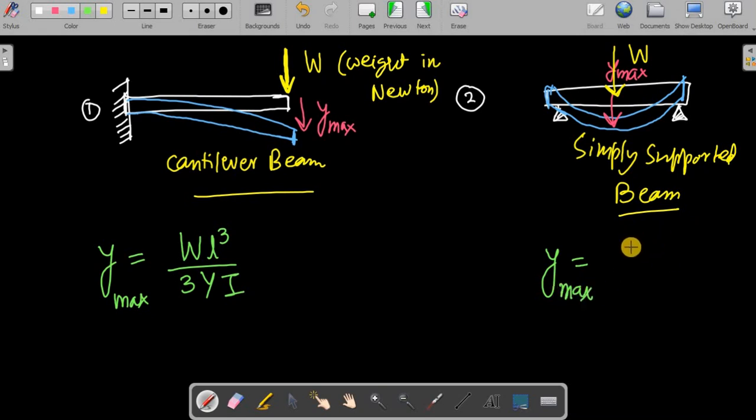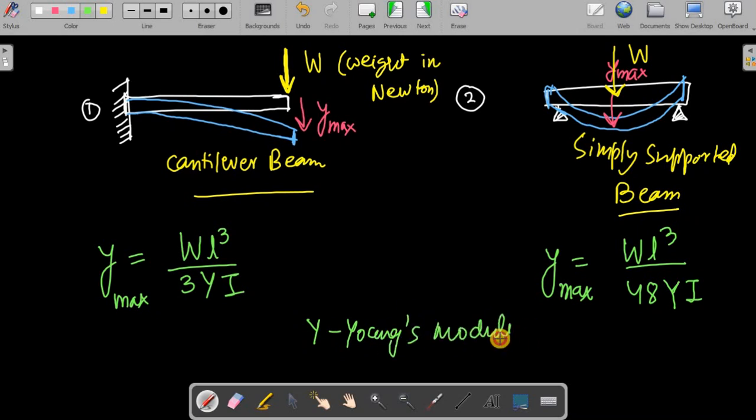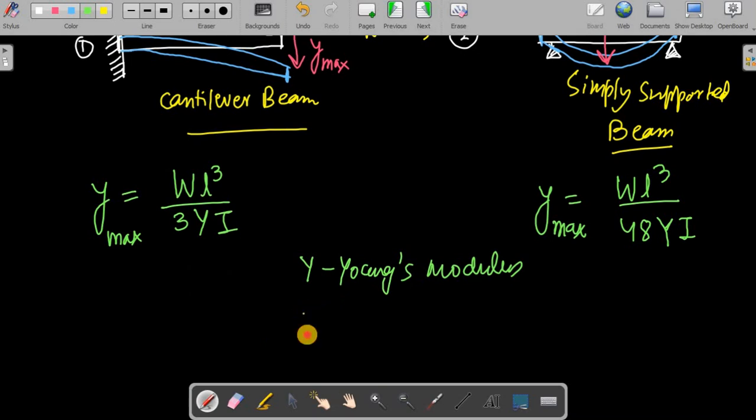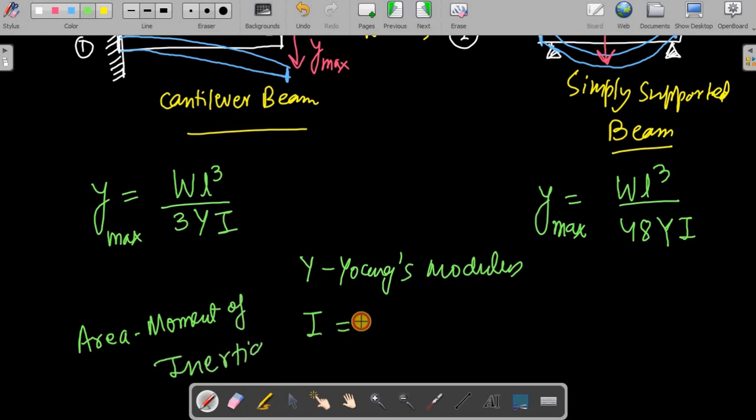So the maximum deflection here will be W L cube by 48 E I. Now E is here Young's modulus. And what is I here? That I we should note. This I is called area moment of inertia, and this I can be calculated for different cross sections.